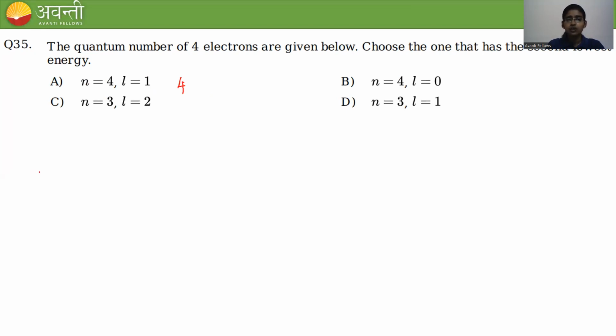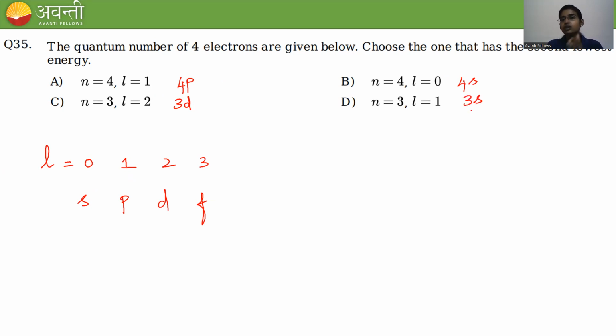For a given value of n, if l is equal to 0, then it is s orbital. If l is equal to 1, it is p orbital. If l is equal to 2, it is d orbital. And if l is equal to 3, it is f orbital. Here n is 4 and l is 1, so it is 4p. Here n is 4 and l is 0, so it is 4s. This is 3d. And in option D, we have 3s.